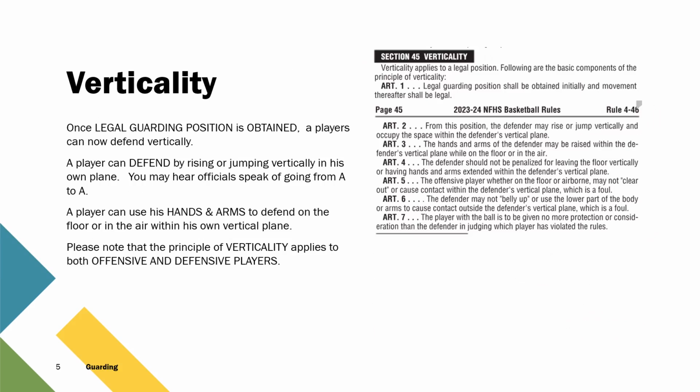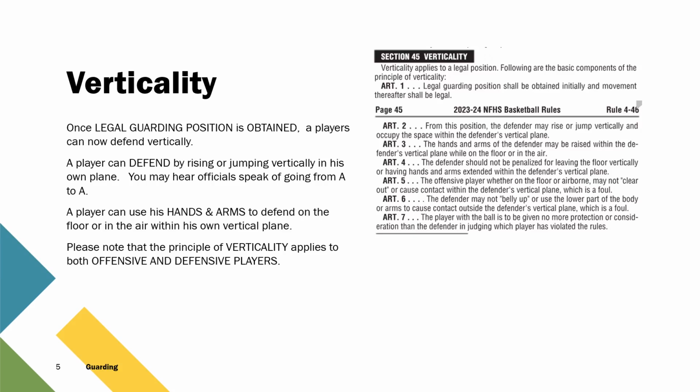Verticality. Verticality takes its cue from guarding, more specifically, legal guarding position. Verticality applies to a legal position, so that means before you can achieve verticality, you must first achieve a legal position. Once you achieve a legal guarding position, again, you can move to maintain legal guard position. This movement includes being able to rise and jump vertically and occupy the space within your own vertical plane.